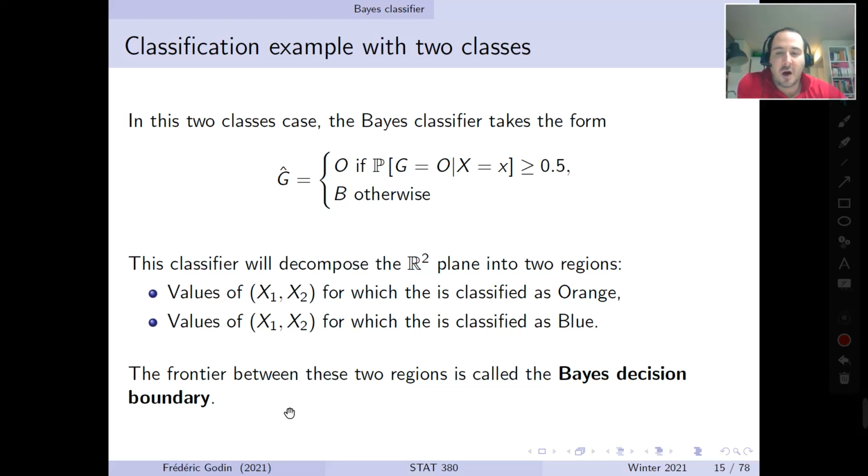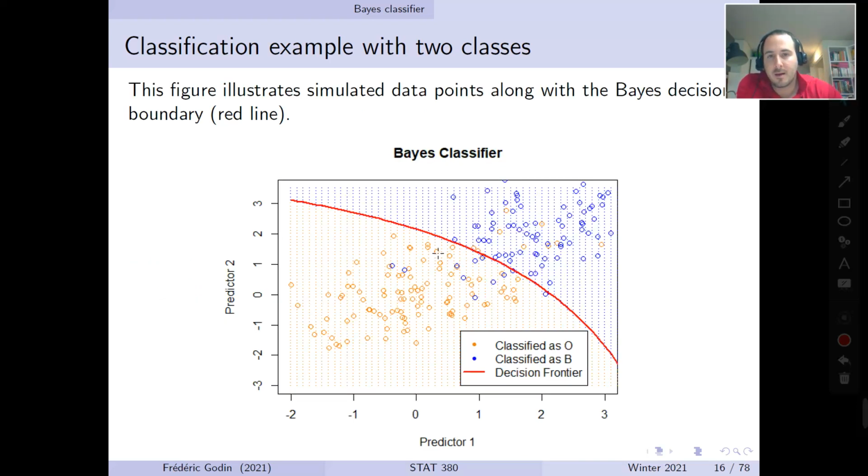Here the frontier between these two regions will be called the Bayes decision boundary. There's a line which separates the two regions, which is called the frontier, and on that frontier, the classifier is indifferent between classifying as orange or blue, which means that on this frontier, the probability of being orange is exactly 50%. The Bayes decision frontier and the two regions in the R2 plane are illustrated here for our fictitious example.